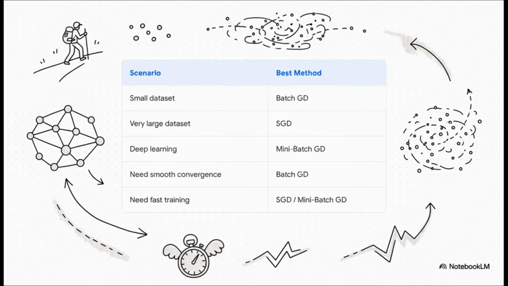So what does this mean in practice? Well, this table gives you a pretty good cheat sheet. If you've got a tiny data set where speed doesn't matter, batch GD is fine. If your data set is absolutely massive, sometimes SGD is the practical choice. But for most deep learning tasks, mini-batch is the undisputed champ. It gives you that perfect balance of speed and reliable progress.